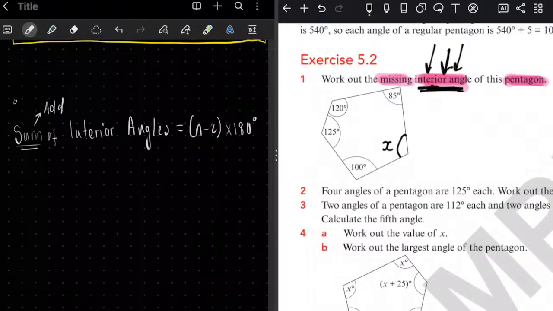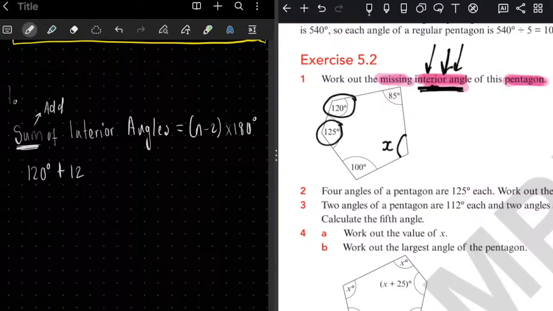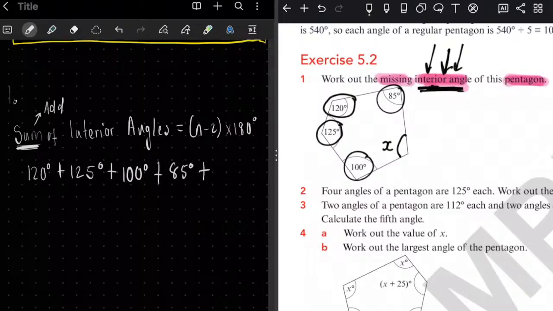Have you written it down, Anayo? Sum is n minus 2 times 180. Now let's start to do the sum. Sum means we must add. So we take this first angle here. You say 120 degrees plus, because you said sum, so you should add, plus the other one, 125 degrees, plus the other one, 100 degrees, plus the other one here, 85 degrees, plus the other one here, x.